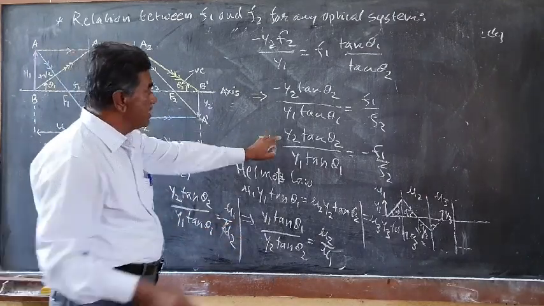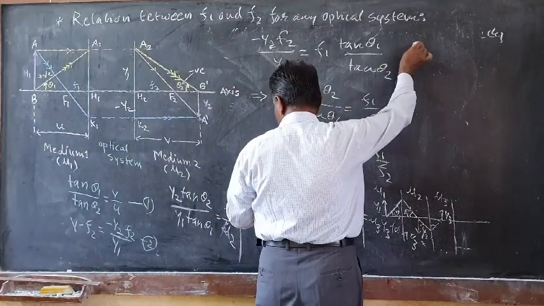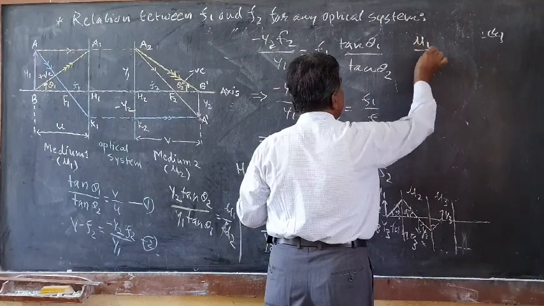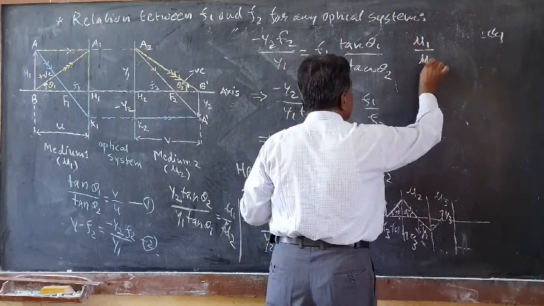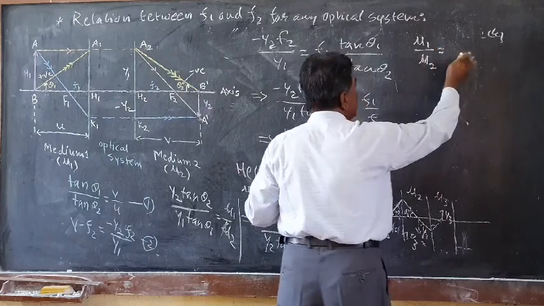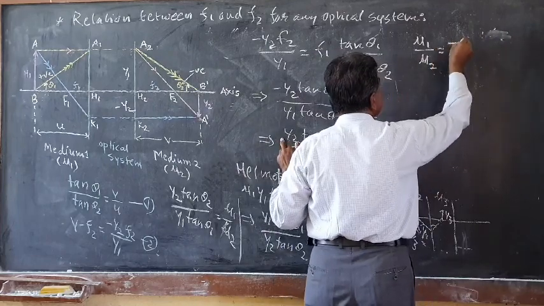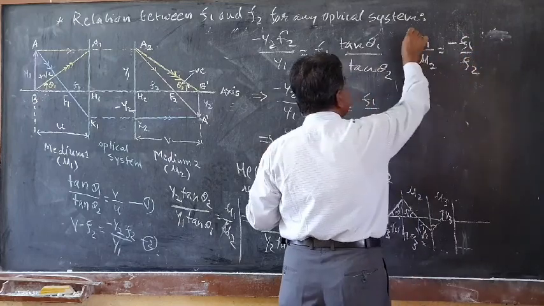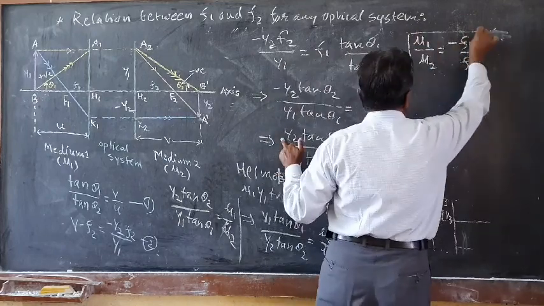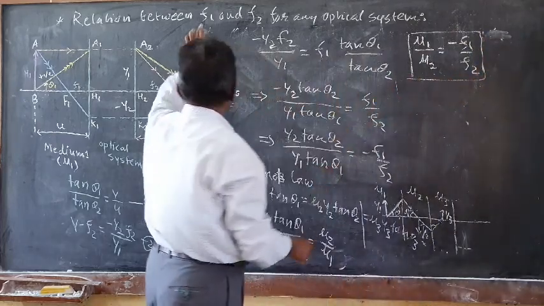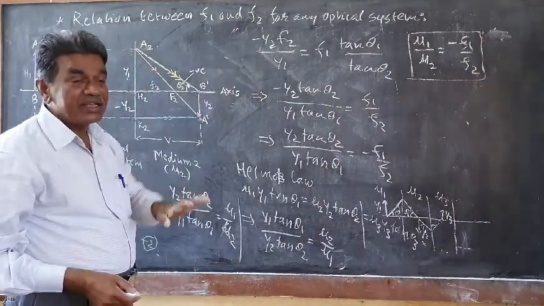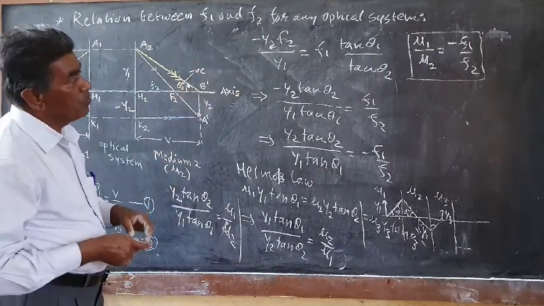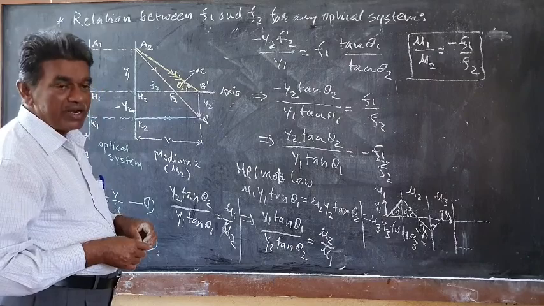So this equation further becomes mu1 divided by mu2 equal to minus f1 divided by f2. This is the required relation between f1 and f2, and we get the refractive indices of medium 1 and medium 2: mu1 divided by mu2 is equal to minus f1 divided by f2.